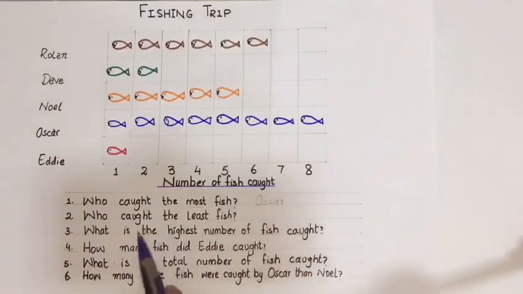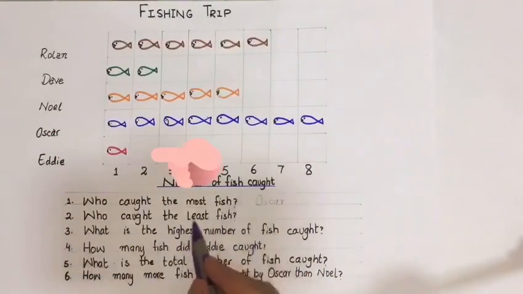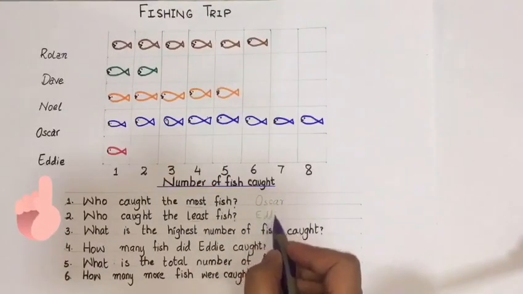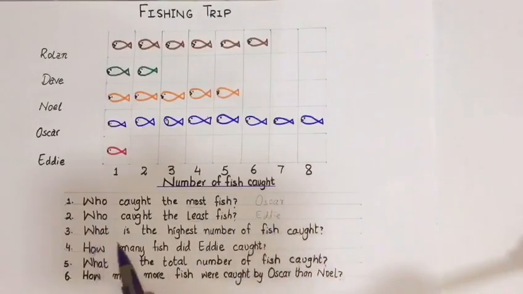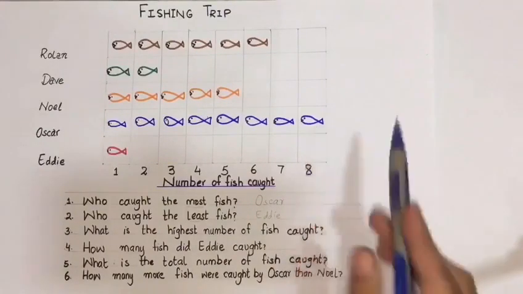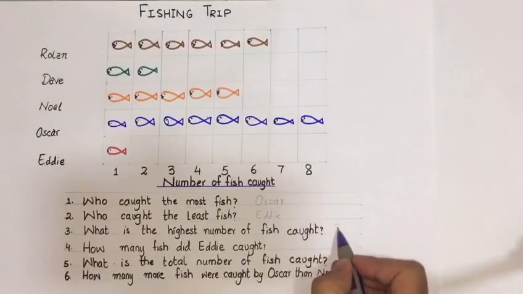And the next question is, who caught the least? Least means the fewest, the minimum number of fish. Who caught the minimum number of fish? You can easily see that Eddie caught the minimum number of fish. So I'm going to write Eddie here. What is the highest number of fish caught? Now the question is about the highest number of fish caught, not who caught the maximum number of fish. So the maximum number of fish being caught is 8. I'm going to write 8 here.